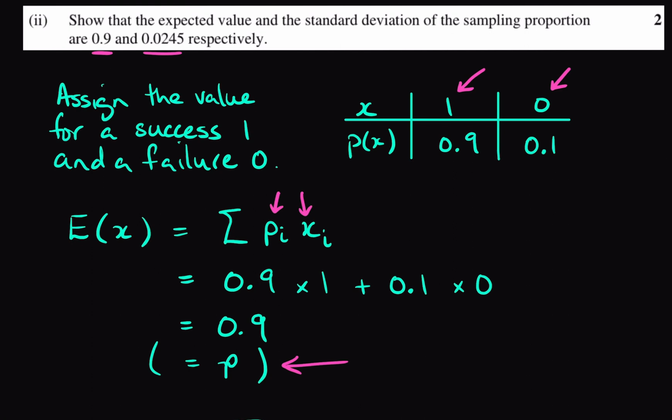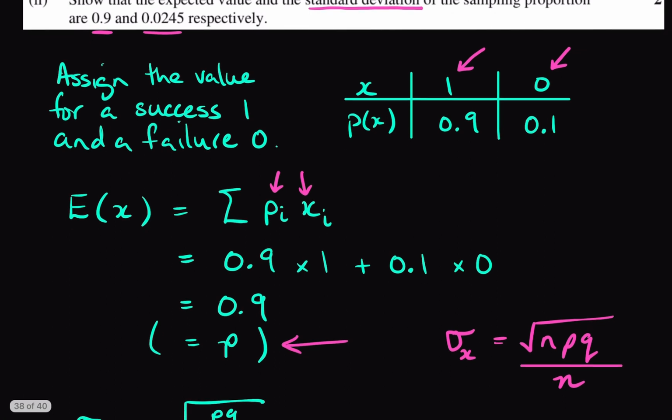For the standard deviation of the sampling proportion, you would need to think about how we find the standard deviation of a Bernoulli distribution. Now, we have a formula to find the standard deviation for a Bernoulli distribution. It's the square root of NPQ. In this particular case, if we consider just having one trial, we would then divide that by the number of trials that we've had.